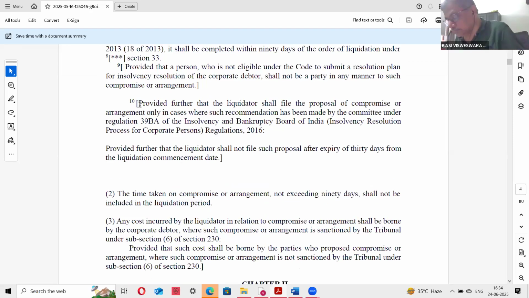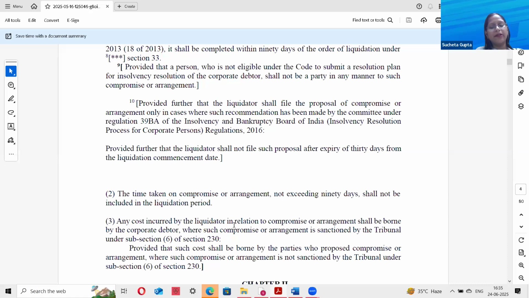Provided further that the liquidator shall file the proposal of the compromise or arrangement only in cases where such recommendation has been made by the committee under Regulation 39BA of the Insolvency Resolution Process of Corporate Person Regulation 2016. Provided further, the liquidator shall not file such proposal after expiry of 30 days from the liquidation commencement date. The time taken on compromise or arrangement not exceeding 90 days shall not be included in the liquidation period.